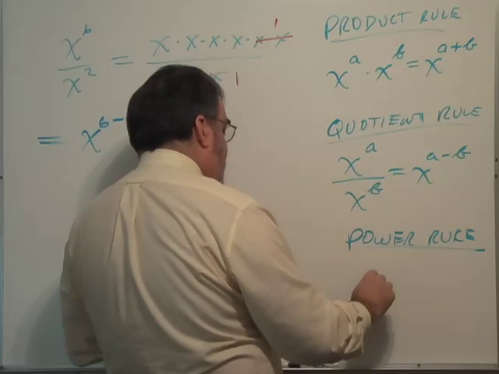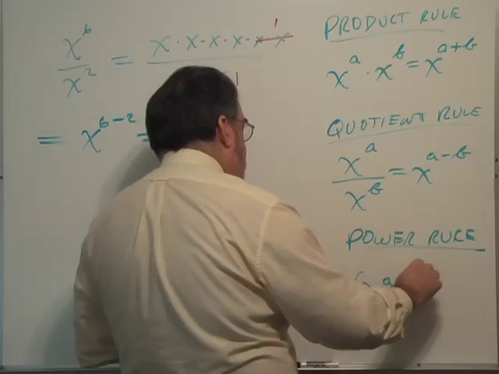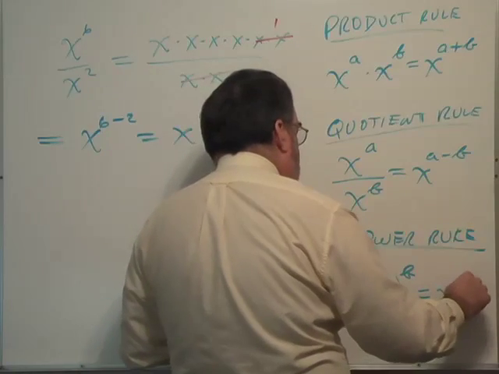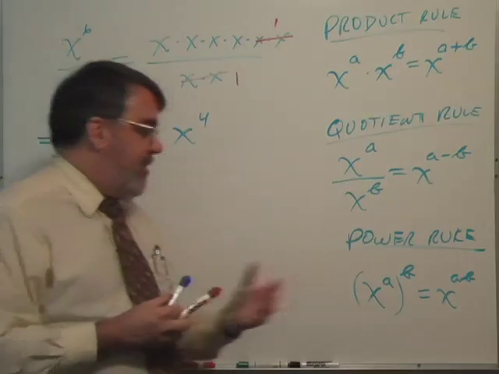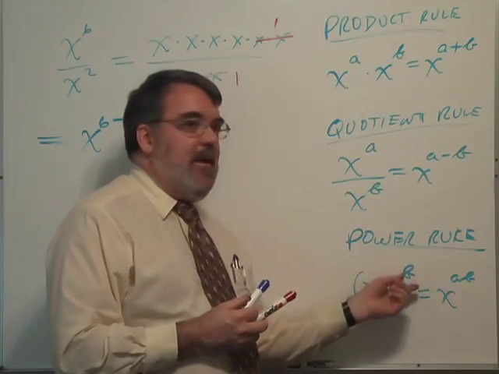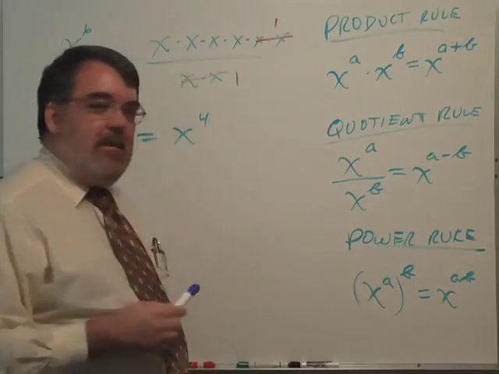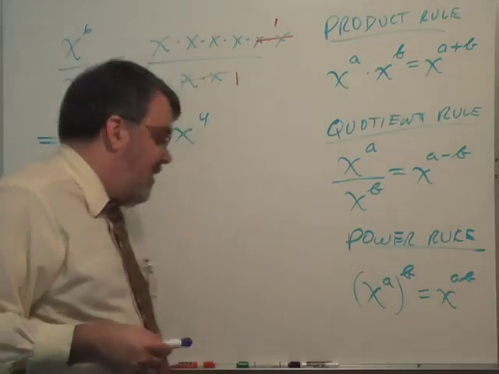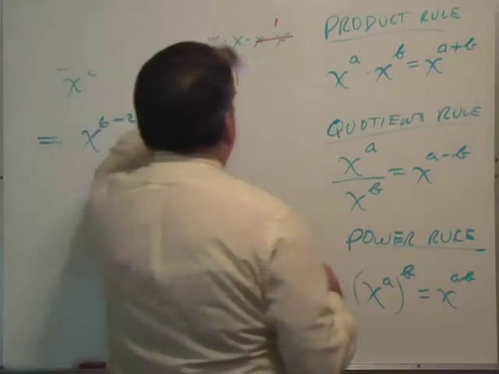Okay, the power rule says that if you have an exponent number in parentheses raised to another exponent, then you multiply exponents. So x to the a in parentheses raised to the b power is equal to x to the a times b. So let's see an example why that makes sense also. So kind of a similar idea here.